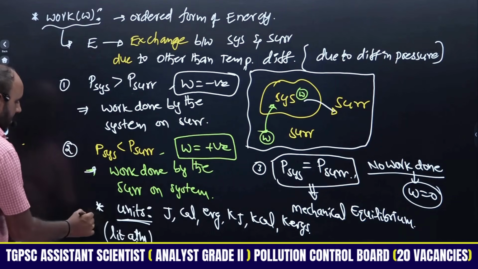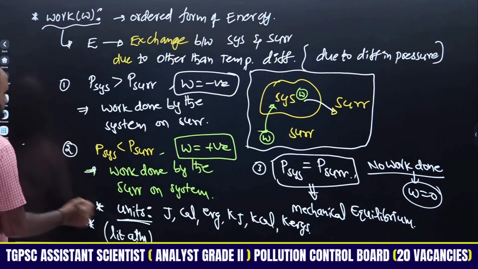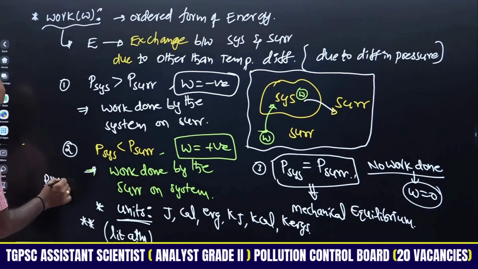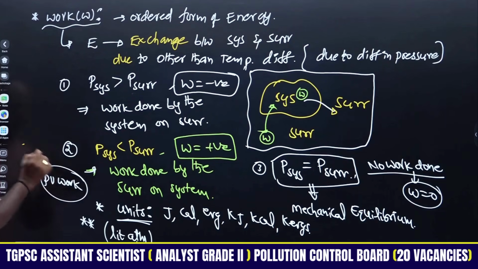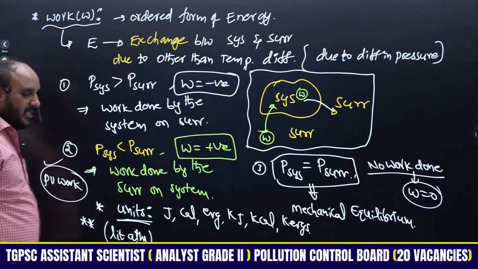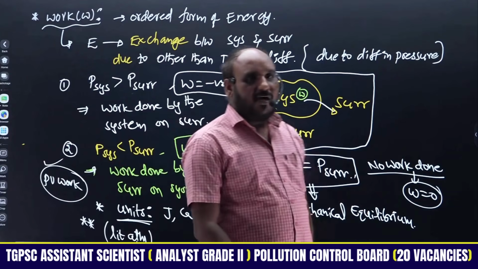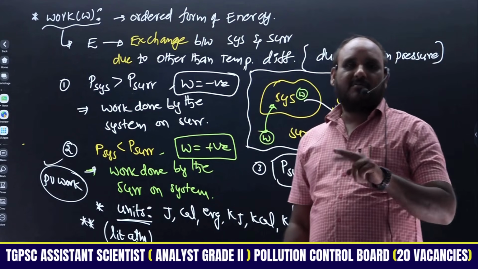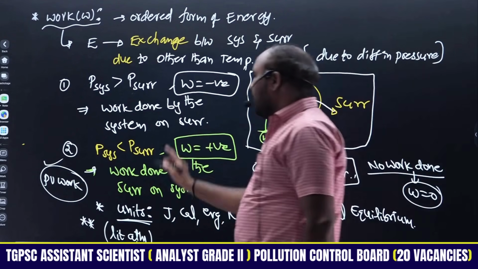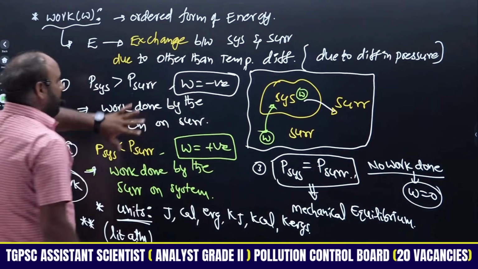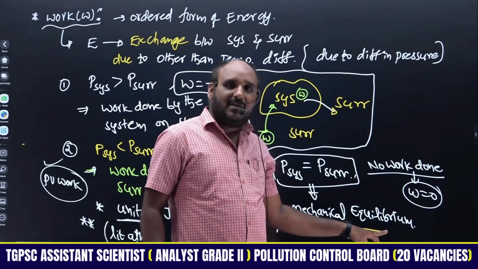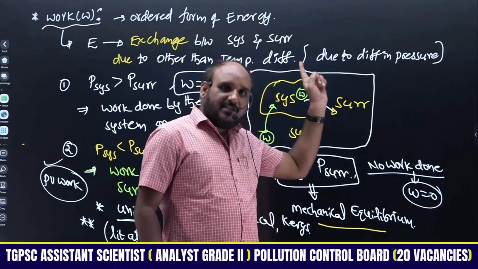Liter atmosphere is also a unit of work, which we may particularly call pressure volume work, right? In the next classes, whenever we discuss work, we will see how we get the relation between the work and the pressure with respect to the volume. These are the units which will be applicable. And what is the condition we will get here? Mechanical equilibrium. In case of heat energy, what will we get? Thermal equilibrium.